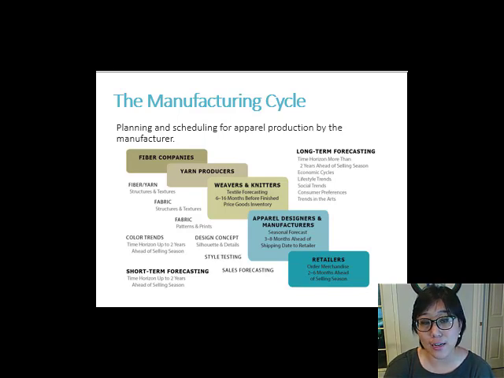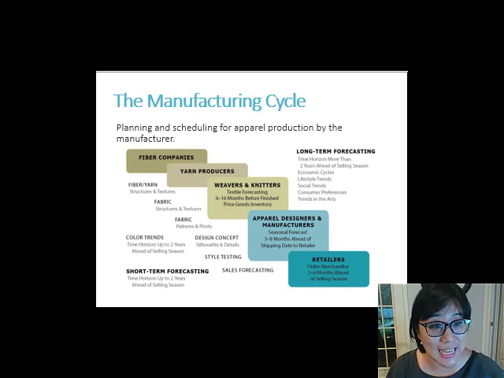The apparel manufacturer's long-term forecast goes back to the planning and scheduling process of the retailer because it is prepared before orders are received. Orders are shown as an input to the short-term forecast, as you see on the left side.